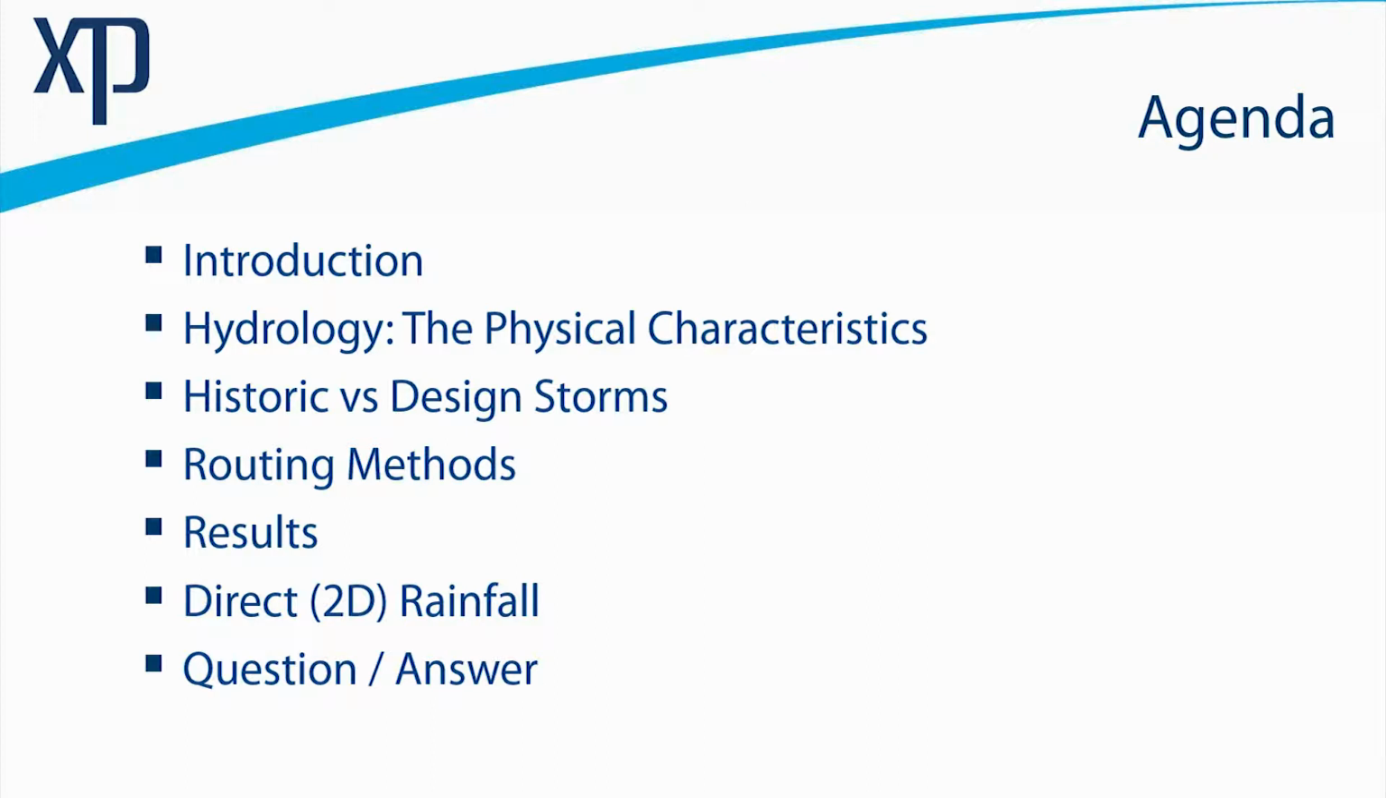So for today, the agenda is to go through a bit of an introduction to the hydrology in general and also how it relates specifically to the requirements in Malaysia, getting through physical characteristics, design storms versus historic storm options and how we go about designing or undertaking calculations for those two options and also why we do that. Look at some of the routing methods that are recommended for the Malaysian region. And then definitely get through some results and briefly touch on direct rainfall towards the end.